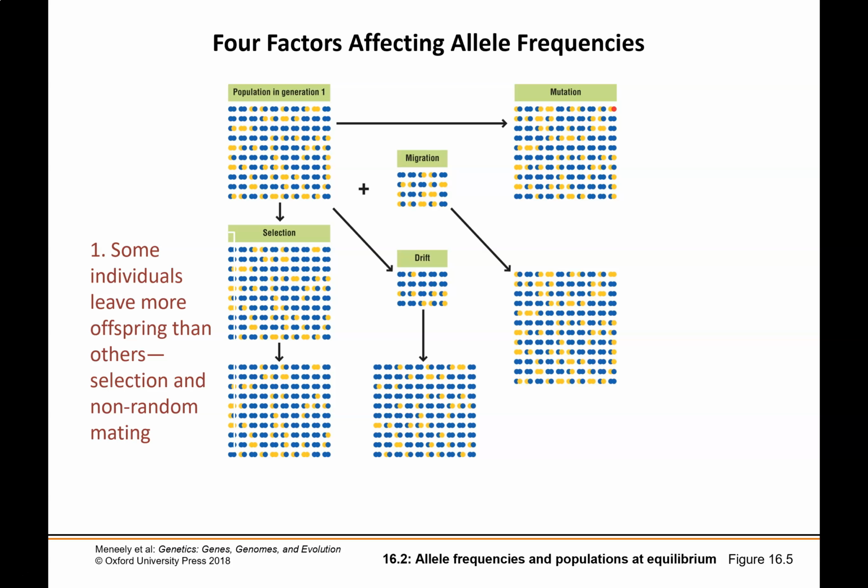So our example here, population in generation 1, shows the population undergoing selection. So we see sort of a shift in allele frequencies. It's sort of hard to see what's actually happening here. If you look closely, the blue allele is becoming slightly more frequent within this population. It's being selected for.